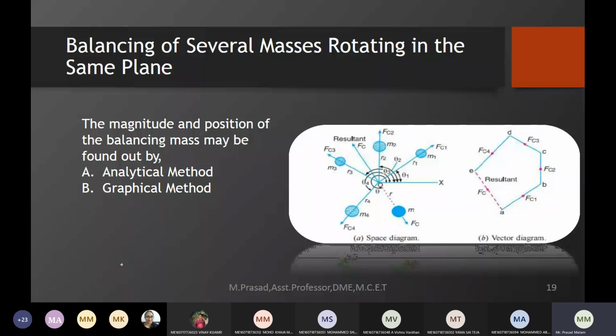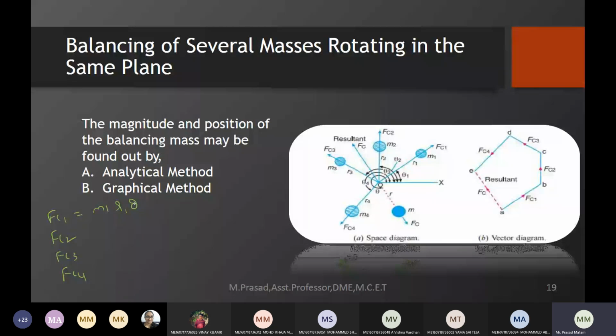With respect to this x-axis, now you can see here a force vector FC1. So how do we calculate this FC1? First, your aim is to calculate the magnitude of all the forces: calculate FC1, FC2, FC3, and FC4. How can you find FC1? We know the mass m1, the radius r1 at which it is located, and the angle theta 1 it is making.